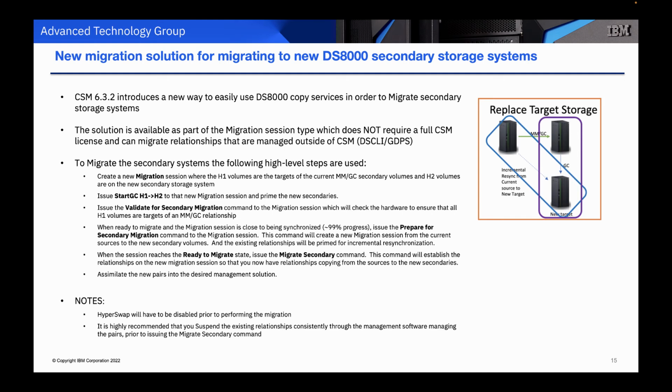Once that's done, you can then assimilate that into any of your existing solutions, whether it be CSM, GDPS, etc. For example, if the original one is a global mirror session, you would need to assimilate those global copy relationships into a global mirror session so that you can get CG formation going again. The migrate secondary command just puts things into a global copy state. Very simple.